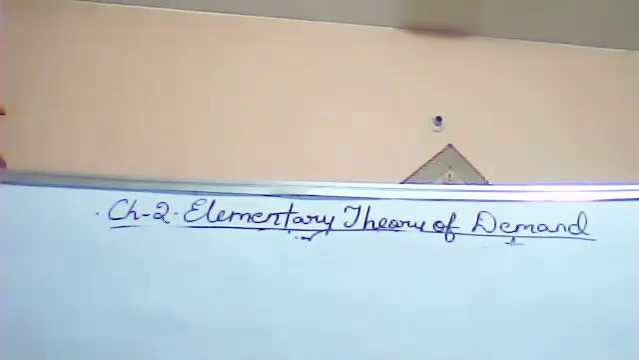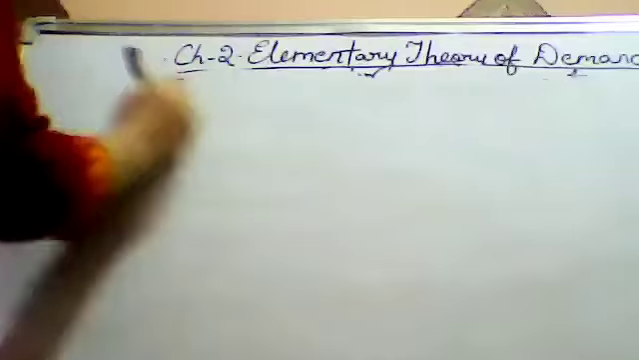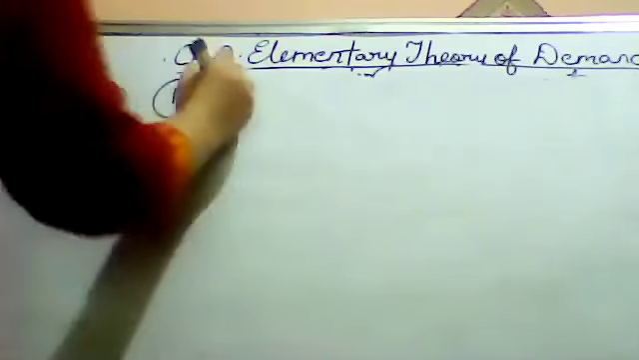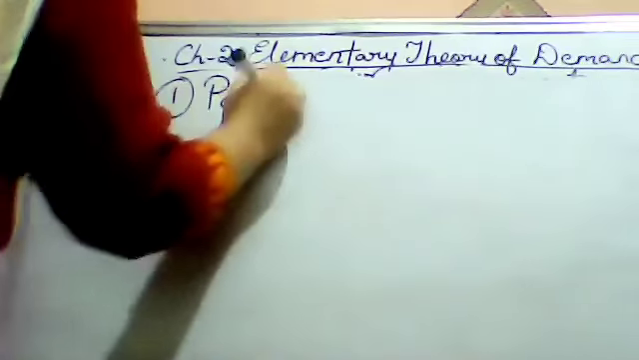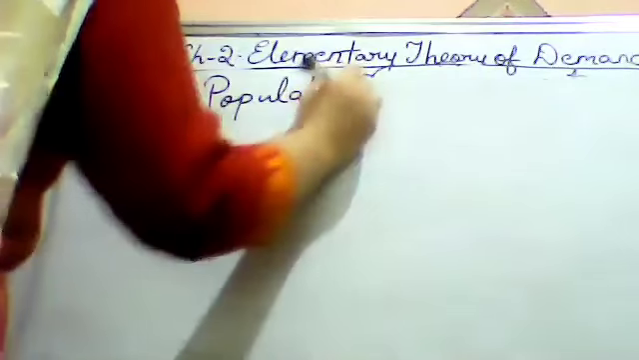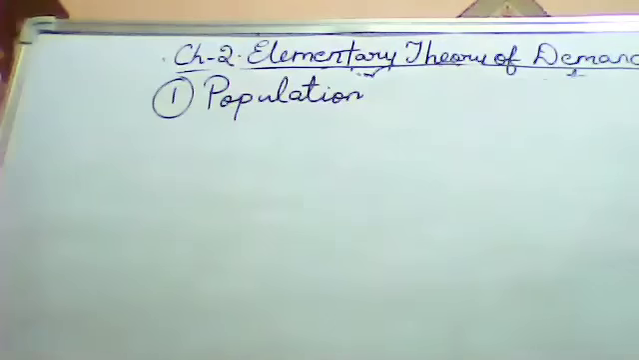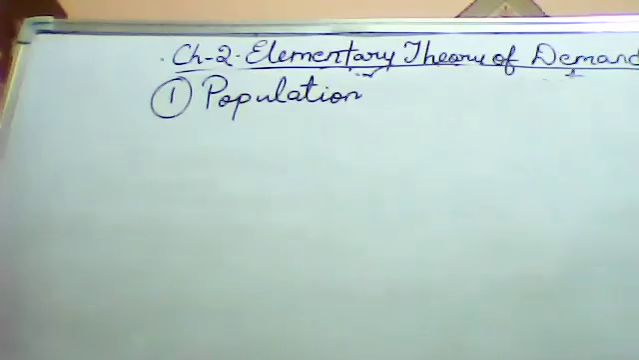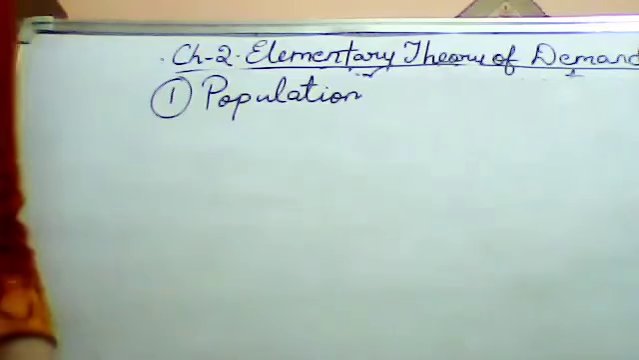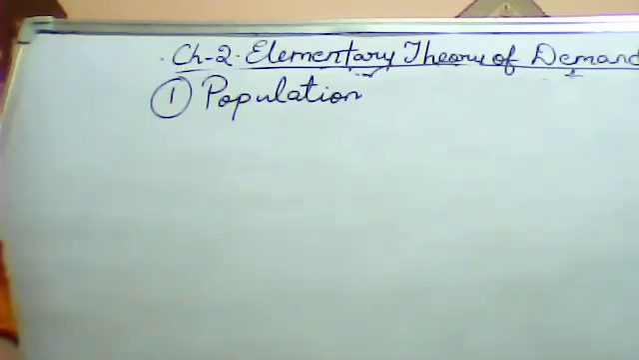Now, tell me, which is the first factor affecting the market demand, children? Population. So the first determinant is population. Now tell me how population will affect market demand. If the population is more, market demand will be more. If the population is less, market demand will be less.